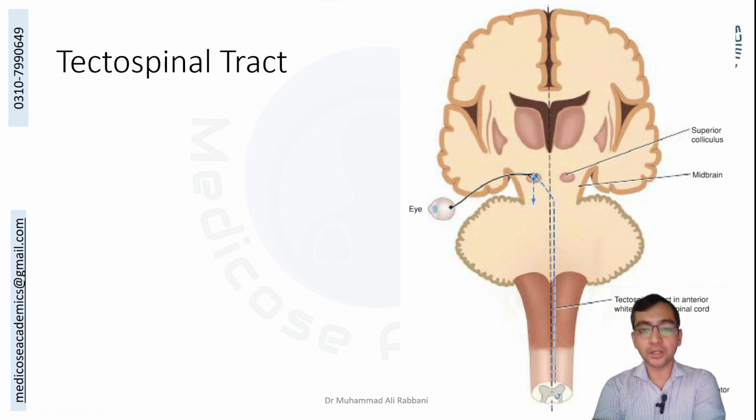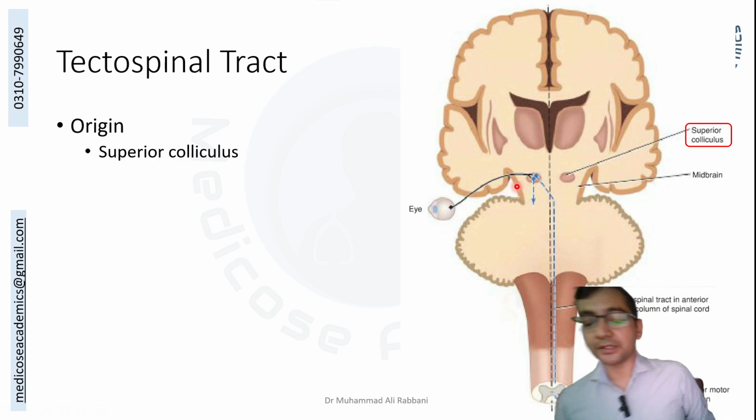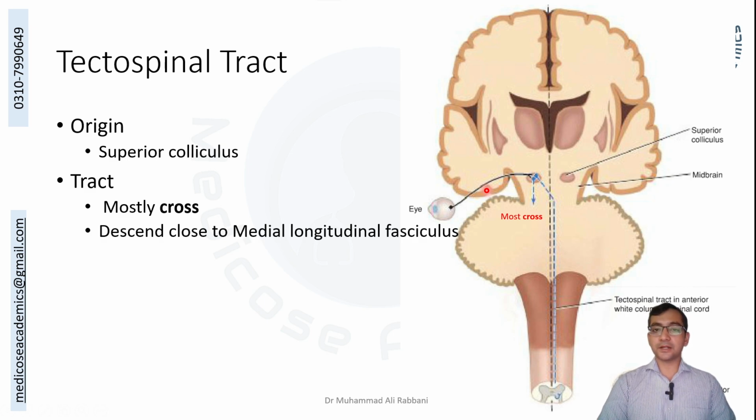Reticulospinal tract, tectospinal tract. The tectospinal tract starts from the superior colliculus. This is a nucleus present in the midbrain portion of the brainstem, and it is responsible for different visual reflexes. It is a tract that majorly crosses, and it descends close to the midline near the medial longitudinal fasciculus. What is that? We will see that further in the brainstem lectures. This is majorly responsible for coordination of eye movements in response to balance and other such things.